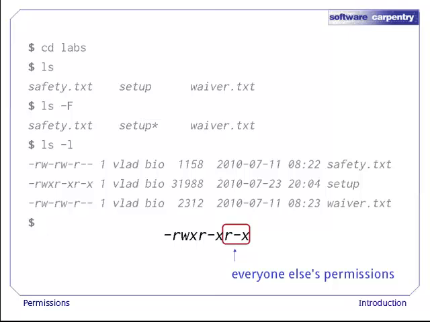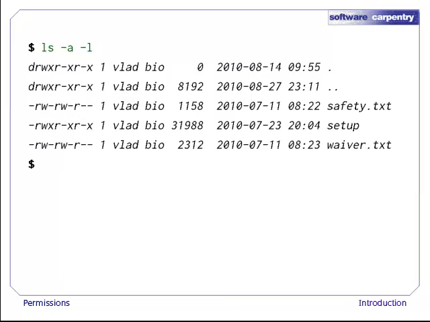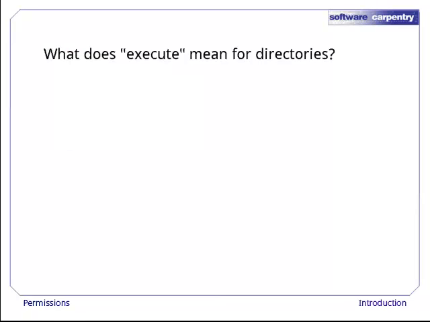Before we go any further, let's run ls -a -l to get a long-form listing that includes directory entries that are normally hidden. As you can see, the permissions for dot and dot dot, this directory and its parent, start with a d. But look at the rest of their permissions. The x means that execute is turned on. What does execute mean for a directory? It's not a program. How can we run a directory?